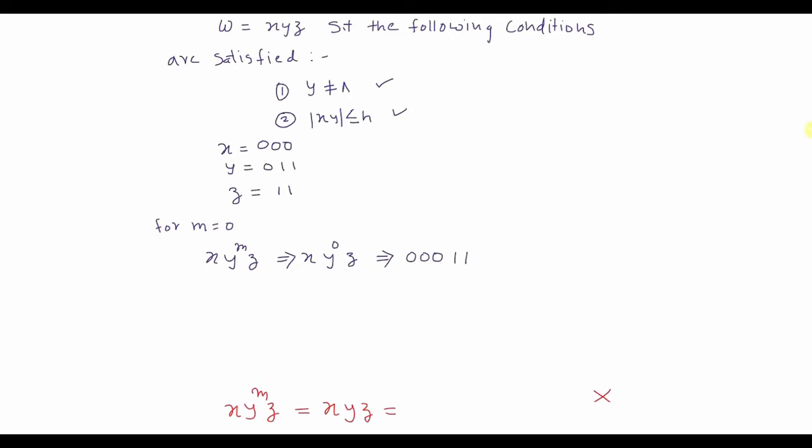So what I did, x y raised to 0 z, x is repeated once, y is not repeated, z is also repeated once. So you will get 3 zeros and 3 ones. Now look at the string that we obtained.